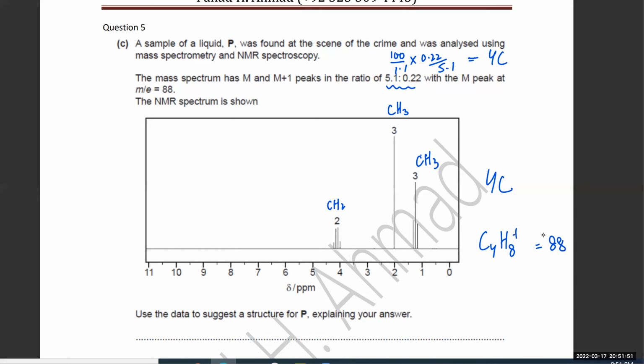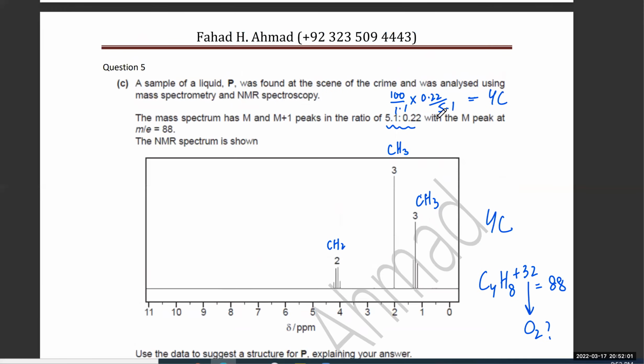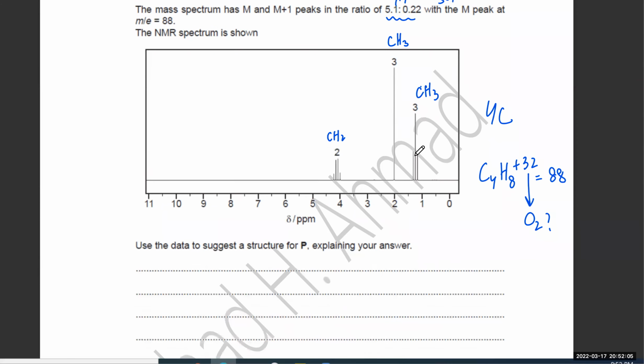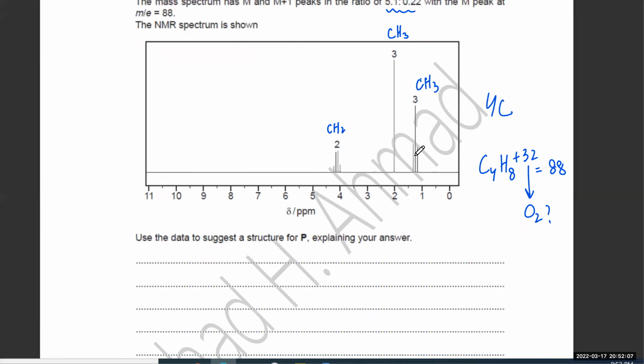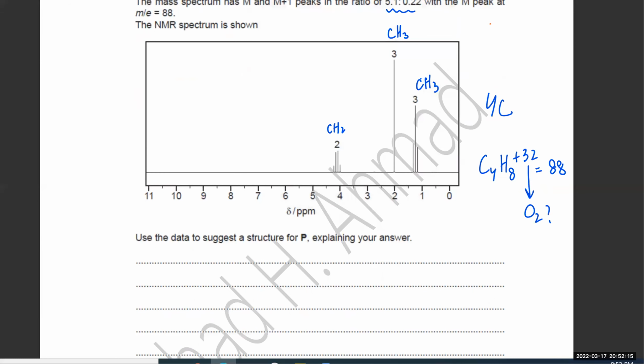32 is missing. So what's your hunch? 32 must be two oxygens, right? They didn't tell us anything, but it's probably going to be 2 oxygens. So the first thing I know about the NMR spectrum is that this is CH2, this is CH3, and this is CH3.